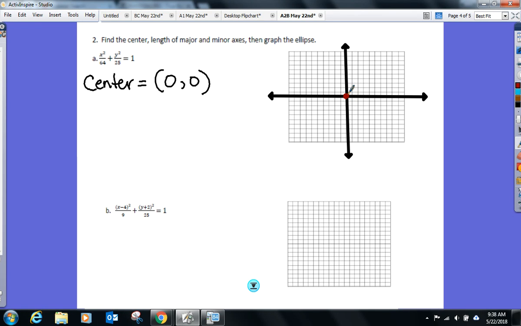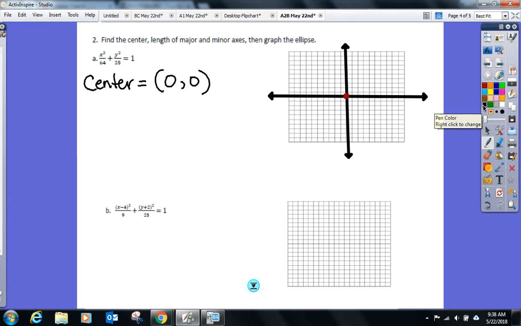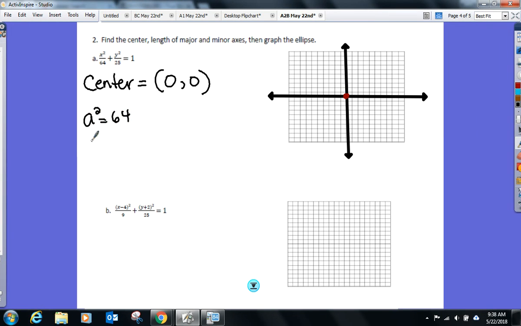Now we have to find the length of the major and the minor axis. So how many units are there? Okay, we can do this. First of all, where's the major one going to be? The major one's going to be on the x, right? I got a 64 here. A squared equals 64. How many units left and right am I going to go? 8 units. Let's graph them.